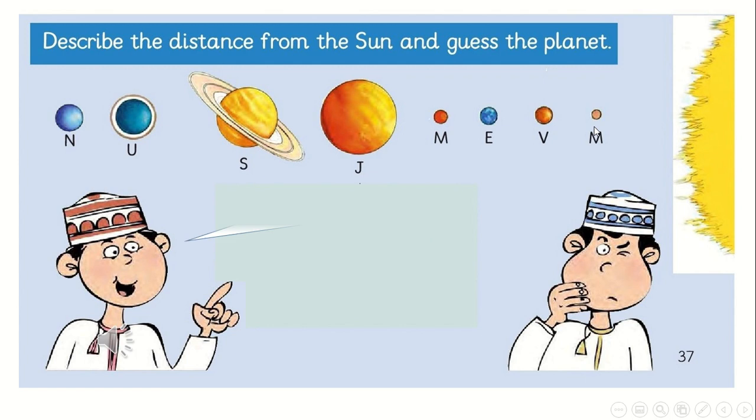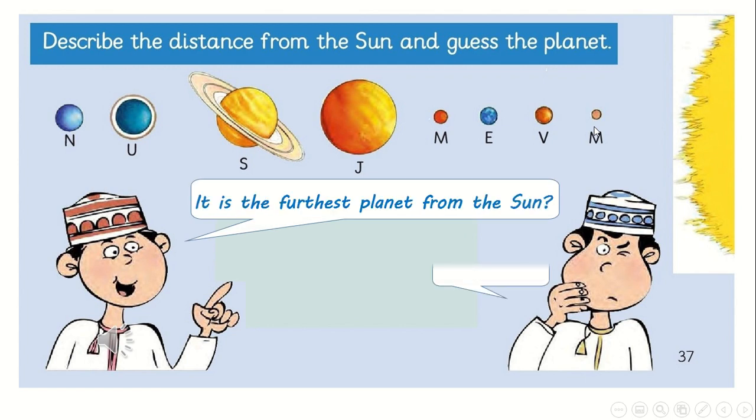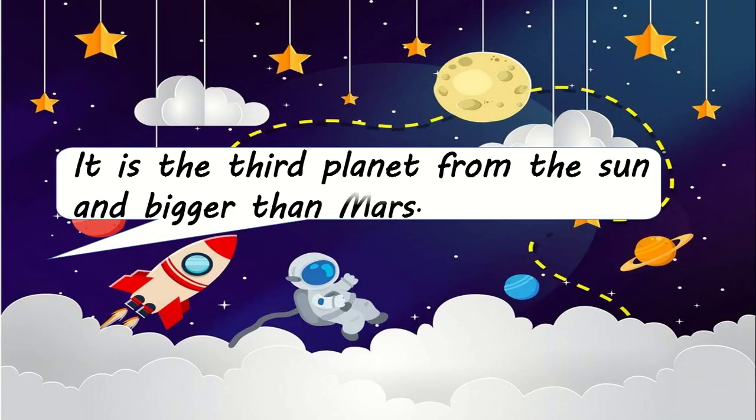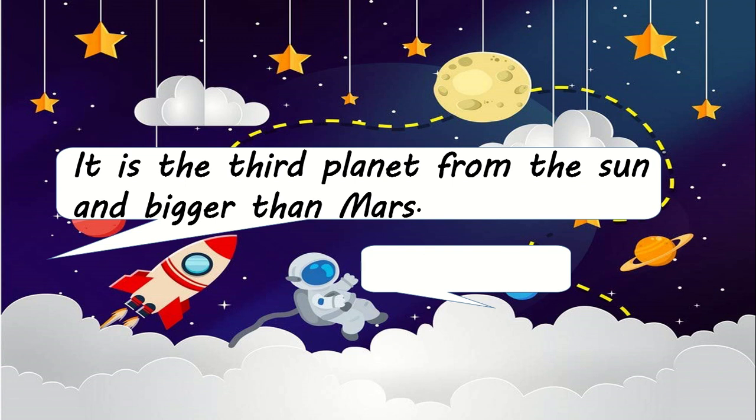Okay. Now, it is the farthest planet from the sun. My students? The farthest. Which one? Yes? Neptune. Well done. Excellent. Okay. So you are right. Now, it is the third planet from the sun and bigger than Mars. Which one, my students? The third planet from the sun? Yes, it is our planet, teacher, Earth. Very good.